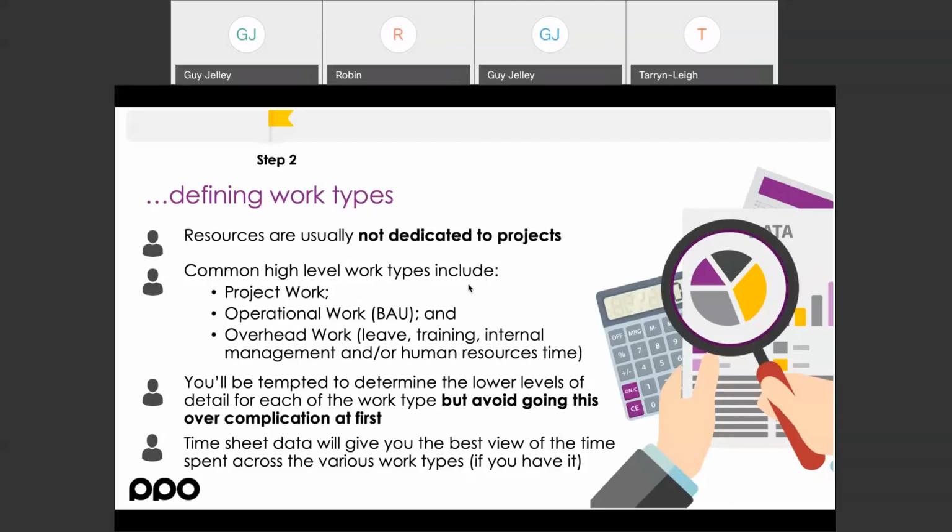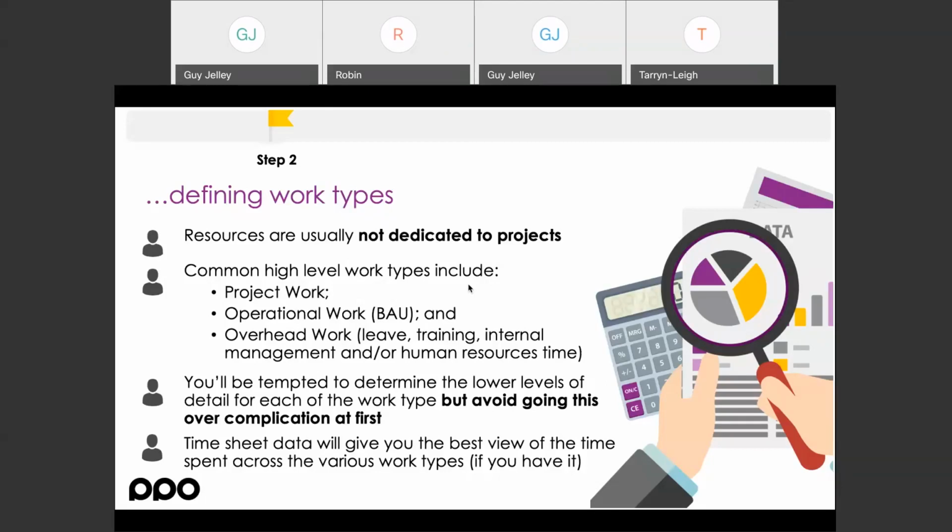do have timesheets, it's a great way to actually quickly get it. So you can just take a snapshot of the last 6 months with the timesheet data, and you'll very quickly be able to categorize the work types. But start on a high level. I always start project work, operational work, and off we go. Simple as that. I found no reason to go any further as a starting point.